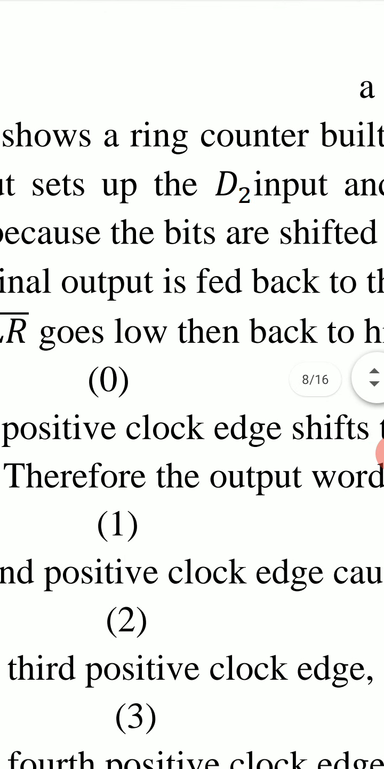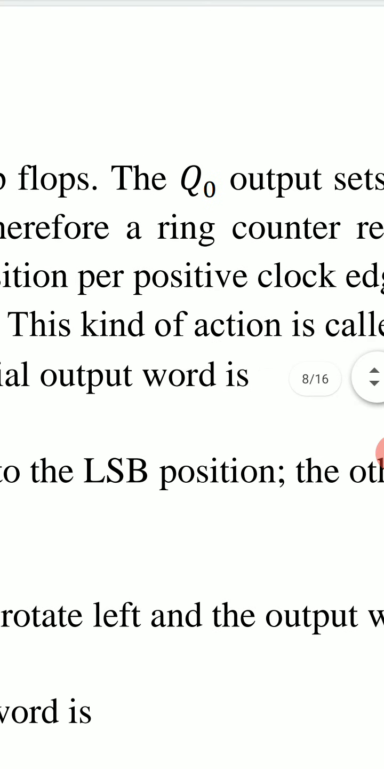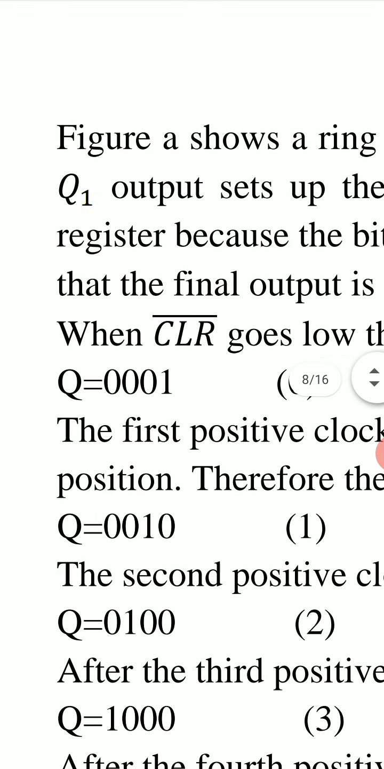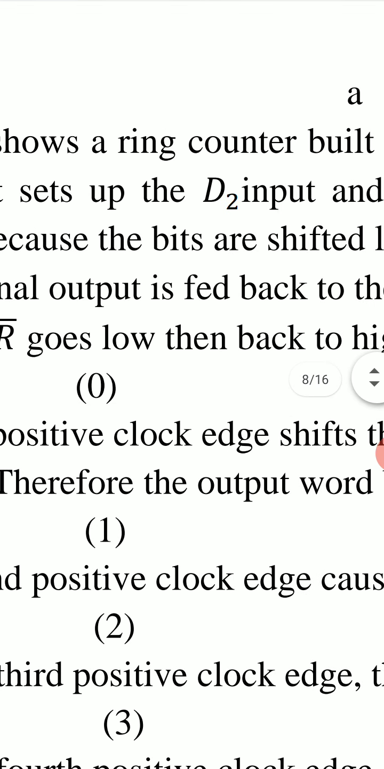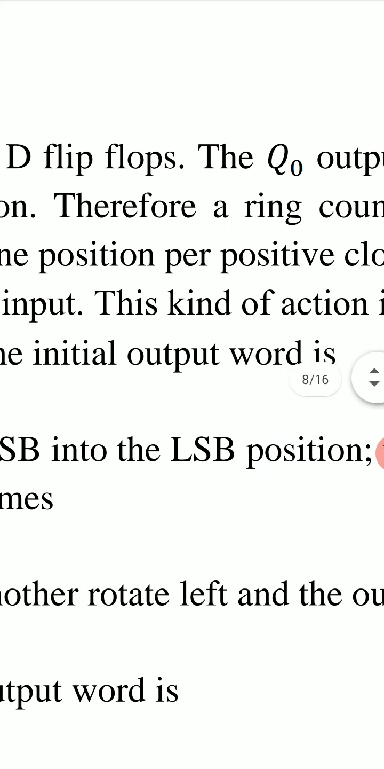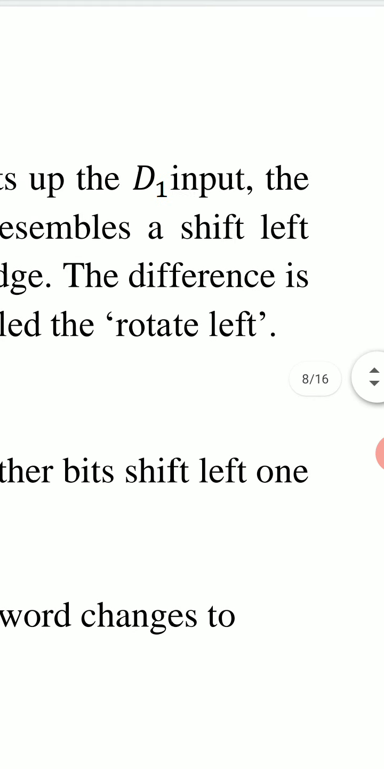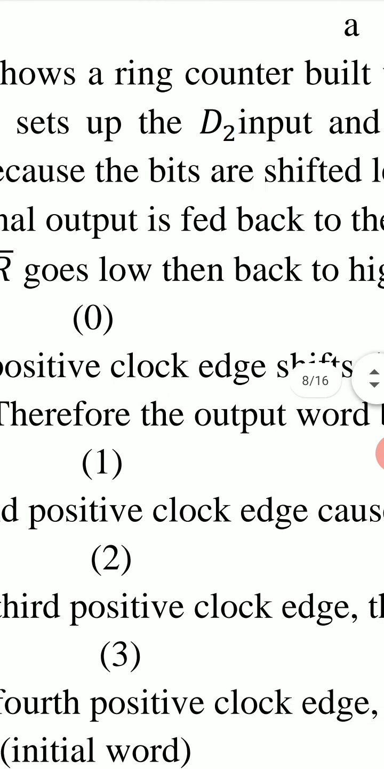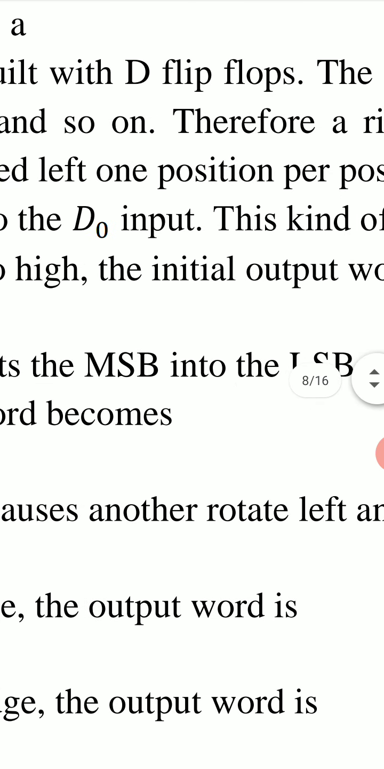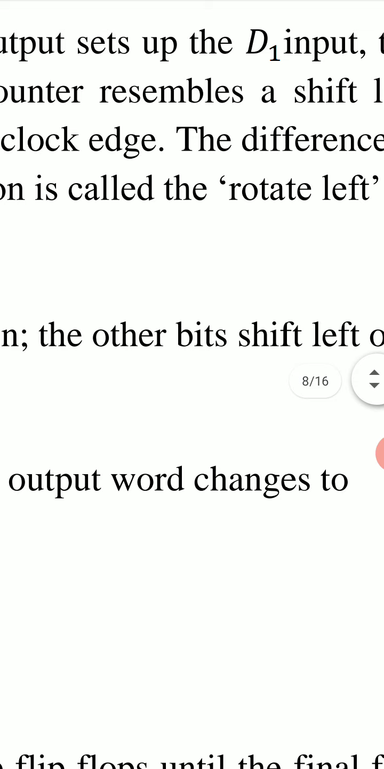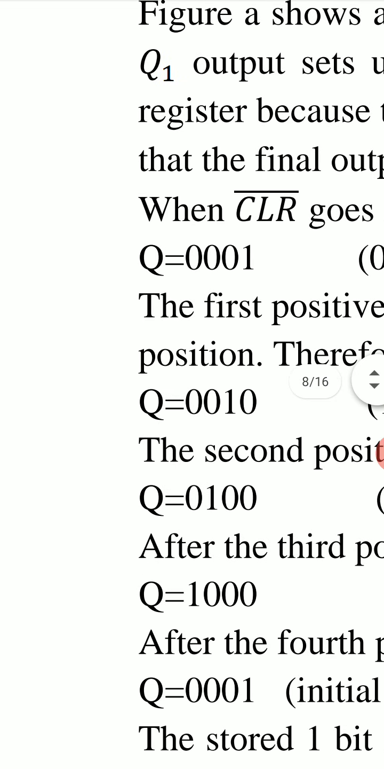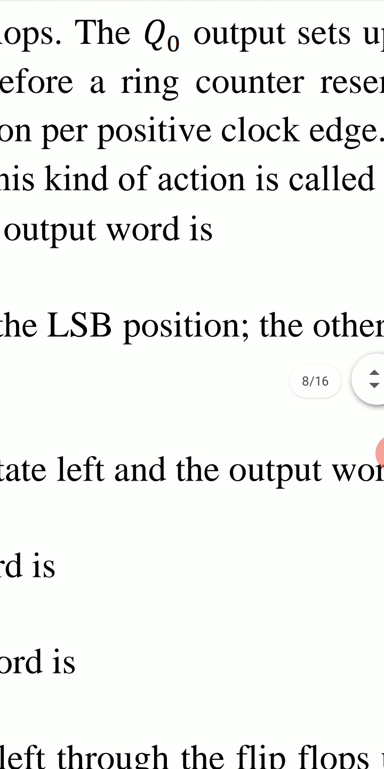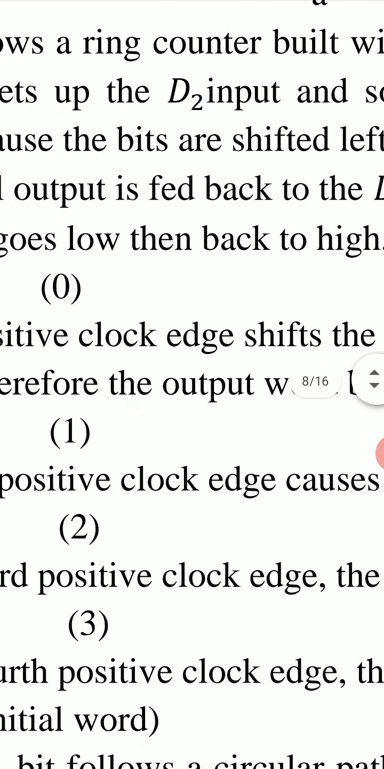Figure A shows a ring counter built with D flip-flops. The Q0 output sets up the D1 input. The Q1 output sets up the D2 input, and so on. Therefore, a ring counter resembles a shift left register because the bits are shifted left 1 position per positive clock edge. The difference is that the final output is fed back to the D0 input. This kind of action is called rotate left.